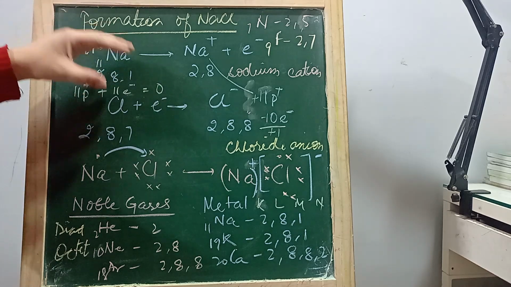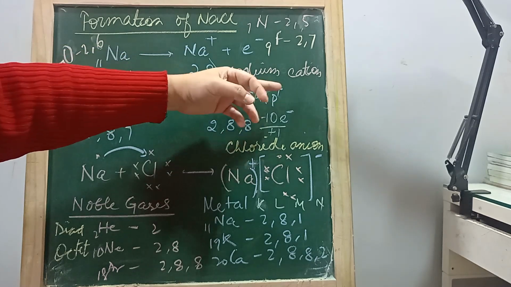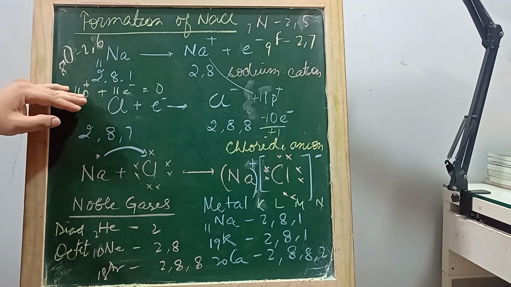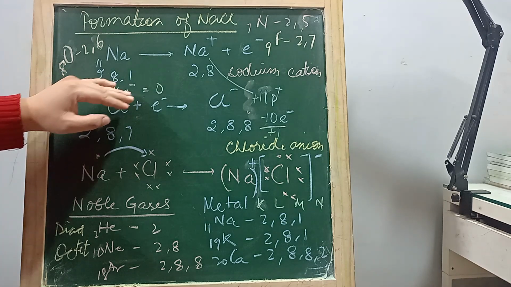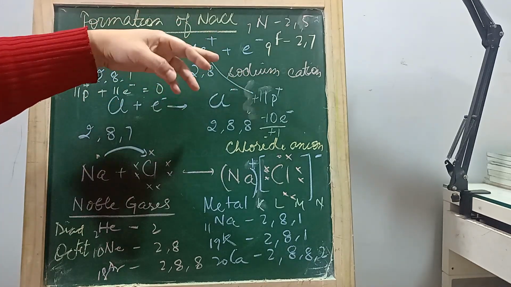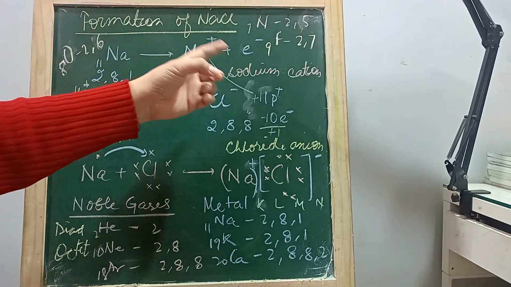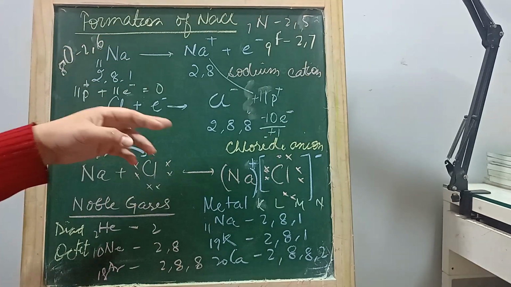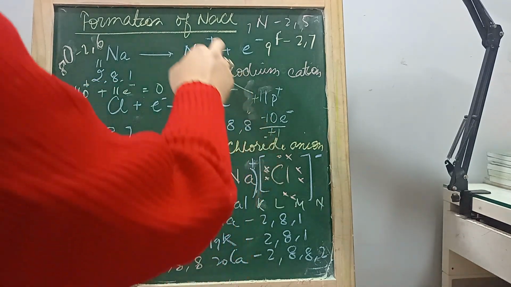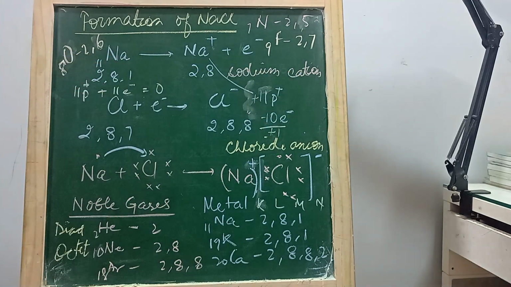So the sodium atom, when it loses 1 electron, carries a positive charge because the number of protons will be more than the number of electrons. Earlier, the number of protons and electrons were the same, 11 protons and 11 electrons, so the net charge was 0. But when it loses 1 electron, the number of protons remains the same and the number of electrons decreases. Which electron? The electron in the outermost shell. So it has a net positive 1 charge, and it becomes a cation, the sodium cation.